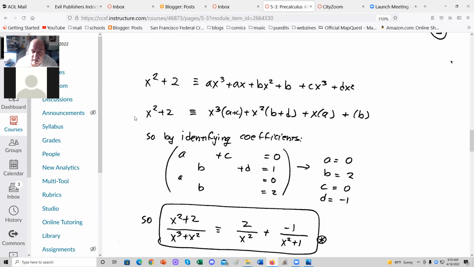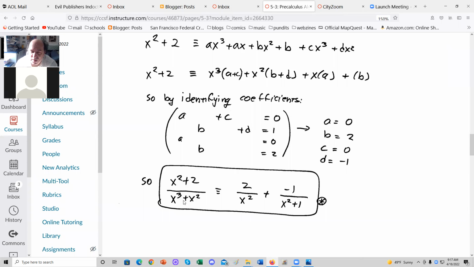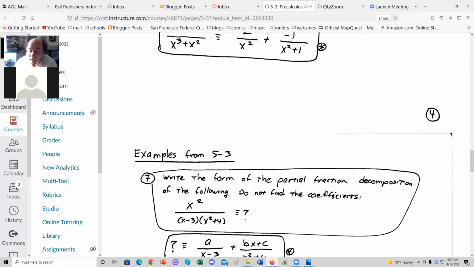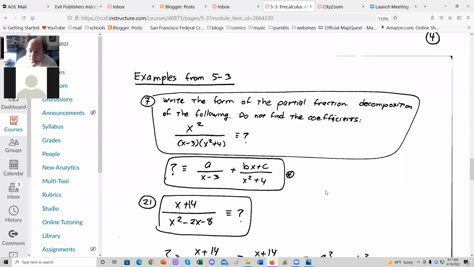A plus c has to be 0. B plus d has to be 1. A has to be 0, and B has to be 2. So we have this 4 by 4 system, which after a little bit of work gives you these values. So (x squared plus 2) over (x cubed plus x) equals 2 over x plus negative 1 over x squared plus 1. All right, let's try some other examples.